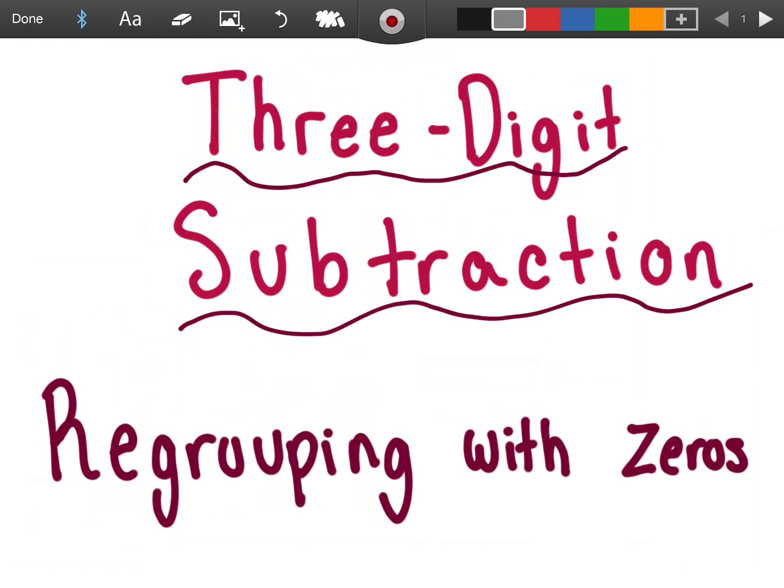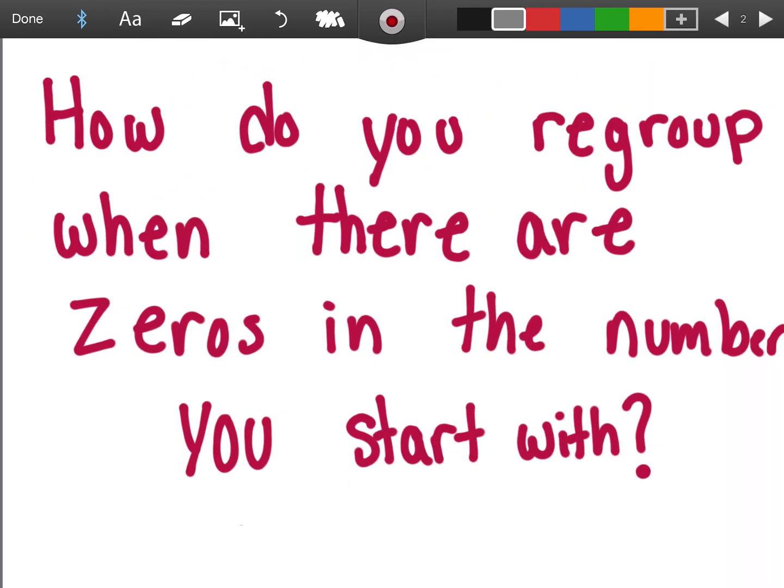So today we are going to still be working on some three-digit subtraction. I can never say that word. And we are going to be regrouping with zeros. So what I want you to do is think to yourselves first, how do you regroup when there are zeros in the numbers you start with? So we did this a little bit when we did two-digit subtraction, but this one is getting a little bit trickier because there are three digits, and sometimes it gets a little bit tricky.